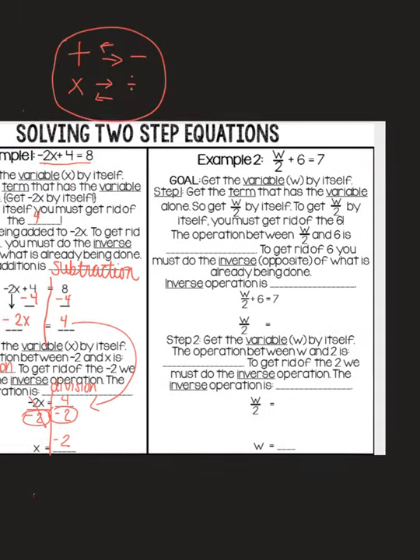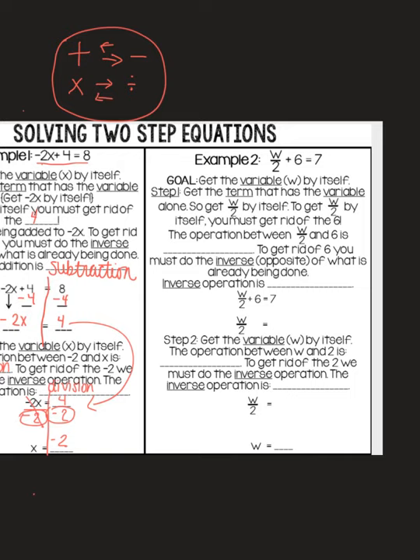Alright, so now we have example 2 here. To get the variable w by itself is again our goal. So we're going to start by trying to get the term that has the variable alone. So we want to get w divided by 2 by itself. So to get w divided by 2 by itself, we need to get rid of that 6. So the operation between w divided by 2 and 6 is currently addition.